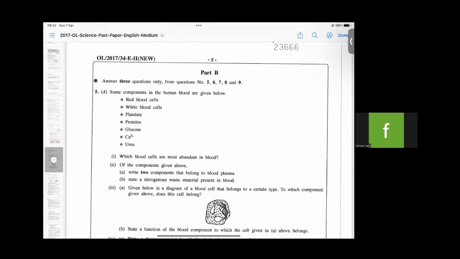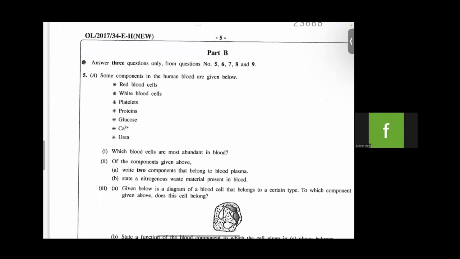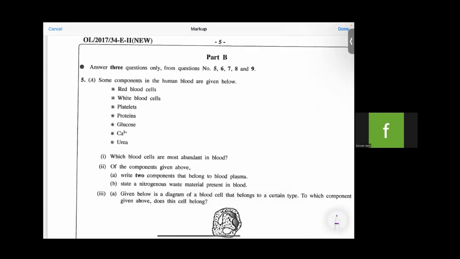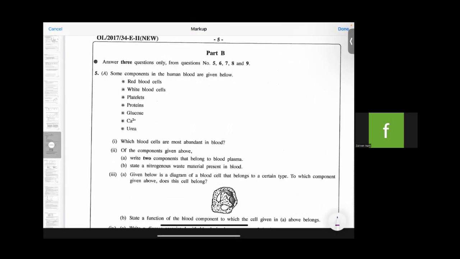So this is from 2017, which is a very easy paper. Let's see. Some components in the human blood are given below: red blood cells, white blood cells, platelets, proteins, glucose, calcium, urea, and so on. Which blood cells are most abundant? What is it? RBC. Red blood cells. Good. Of the components given above, write 2 components that belong to blood plasma. Urea. Proteins. Yes. Except these 3, everything else belongs to plasma.